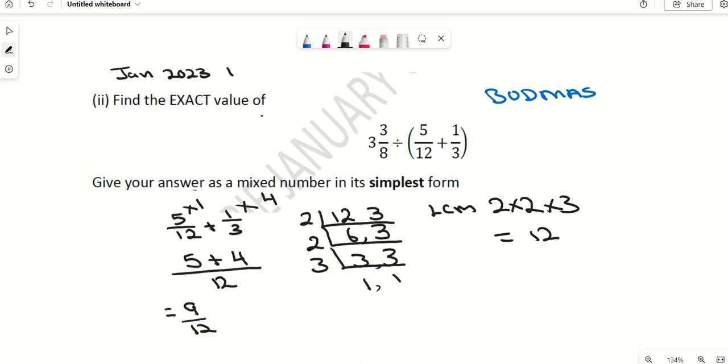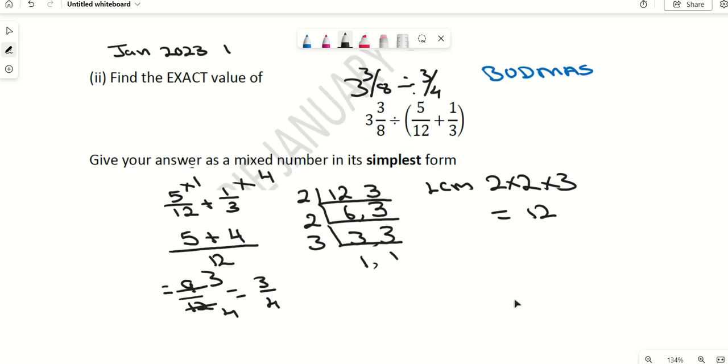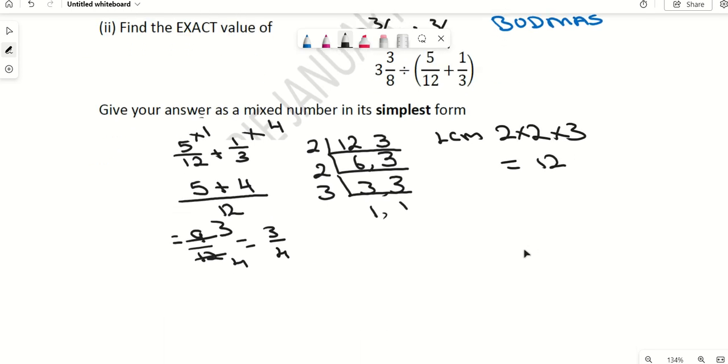And we know that 9 over 12 can be reduced some more. What number could go into 9 and 12? 3. 3 could go into 9 3 times. 3 could go into 12 4 times. So this would be 3 over 4. So we know that this bracket is 3 over 4. So now the question is 3 and 3 over 8 divided by 3 over 4. So it's going to be 3 and 3 over 8 divided by the answer we got, which was 3 over 4.